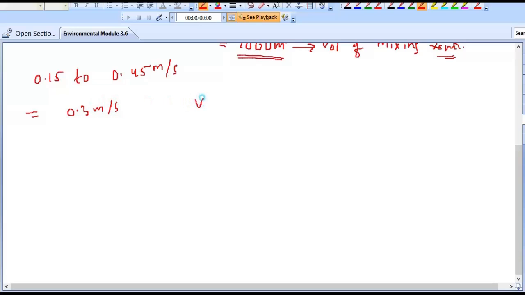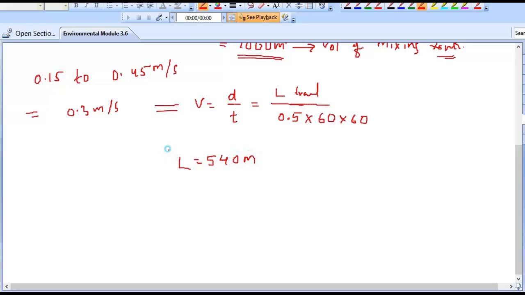The velocity equation we know: distance by time. The distance here is the length of water travel, divided by time. Time is the detention time, that is 0.5 hours. I want it in seconds, so this becomes minutes and this becomes seconds. Therefore with velocity 0.3, I got length equal to 540 meters. Understood?